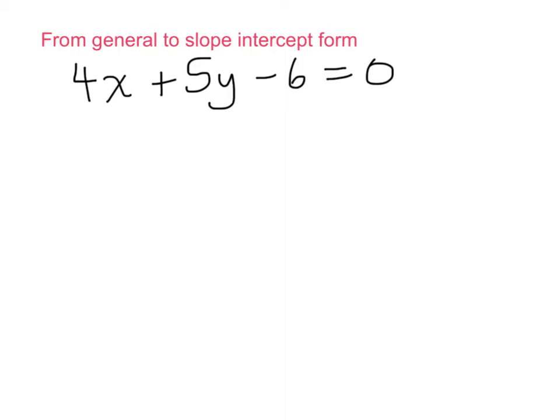All right. I know you've been dying to ask the question, can you turn a general equation back to slope-intercept form? And the answer is yes, of course you can. And I'm going to show you 2 ways to do it. So let's look at the first way.